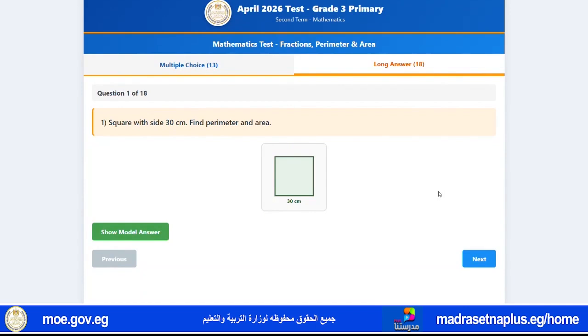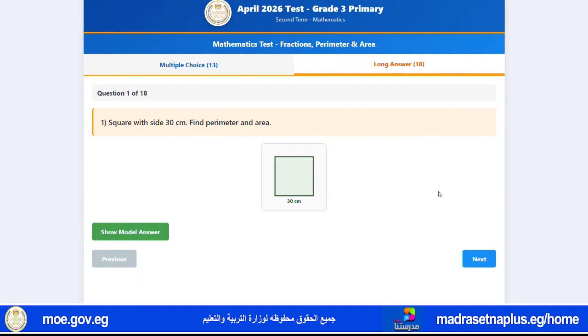You should remember the formula that helps you to get the perimeter, or the one that helps you to get the area. So the perimeter of a square equals what? Yes, 4 times side. In our example, side equals 30 centimeters. So the perimeter equals 4 times 30. 4 times 30 equals 120.